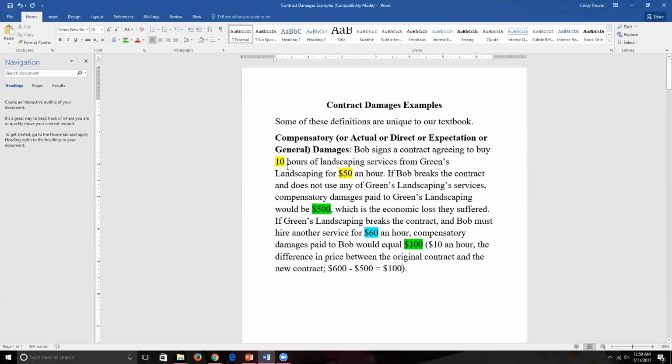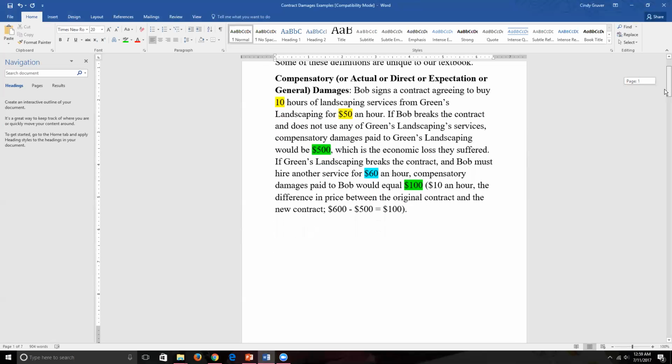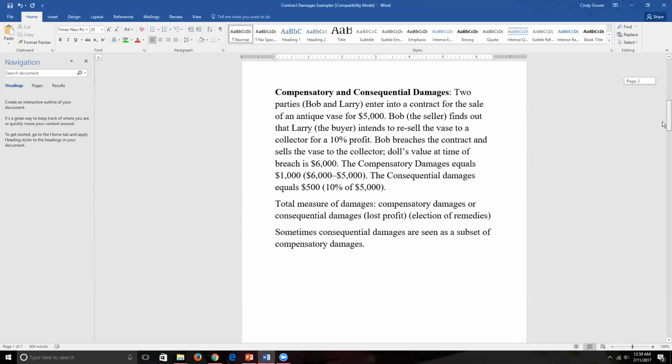So you can see it's just a matter of crunching the numbers to come up with that amount. If you know what kind of damages they are, it's a little bit easier to figure out. But in the real world, you don't. You don't know what category it is until you read the scenario and think through it. So now let's look at a scenario in which we have both compensatory and consequential damages.